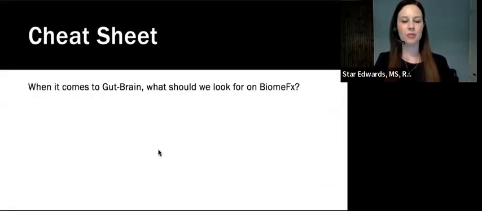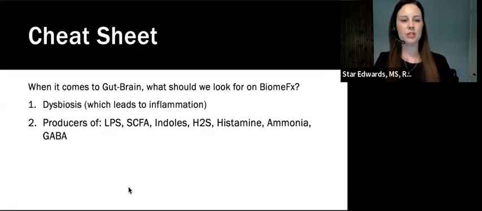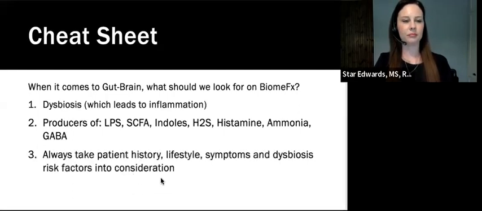So when it comes to the gut-brain axis, what should we look for on BiomeFx? First of all, we're going to look for dysbiosis in the gut, because that means inflammation in the gut, which means inflammation in the brain. Some of the specific markers that we'll talk about today include LPS producers, short chain fatty acids, indoles, hydrogen sulfide, histamine, ammonia, and GABA.